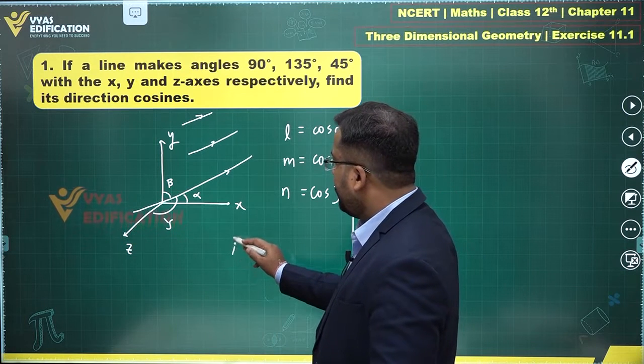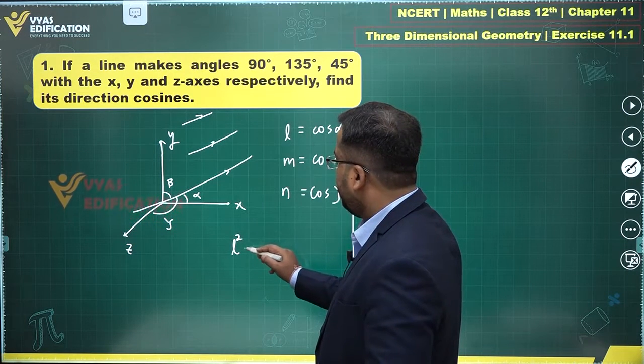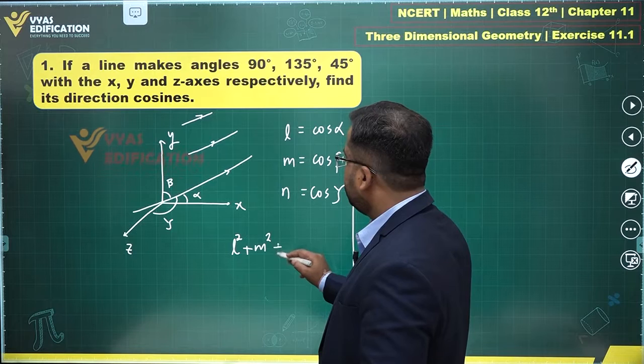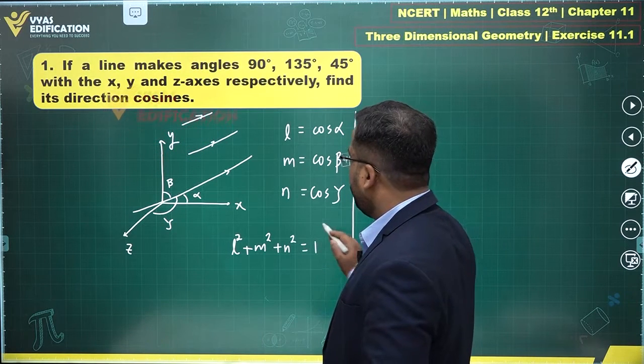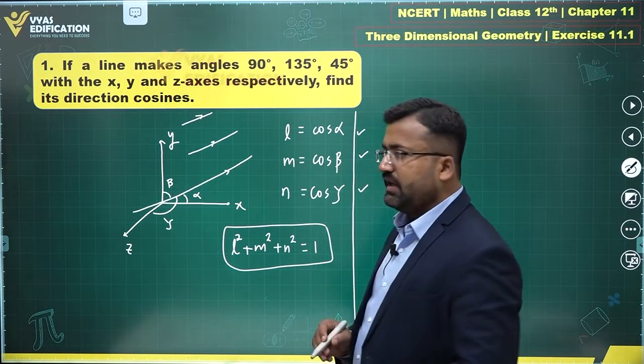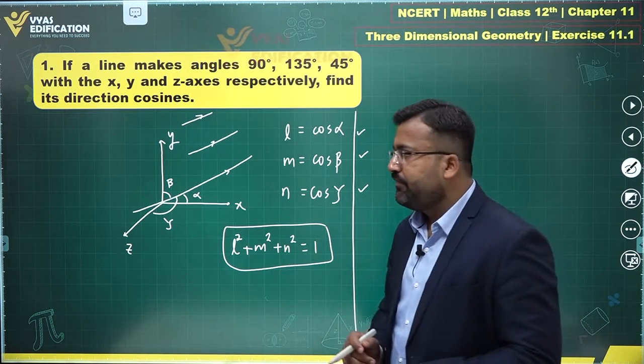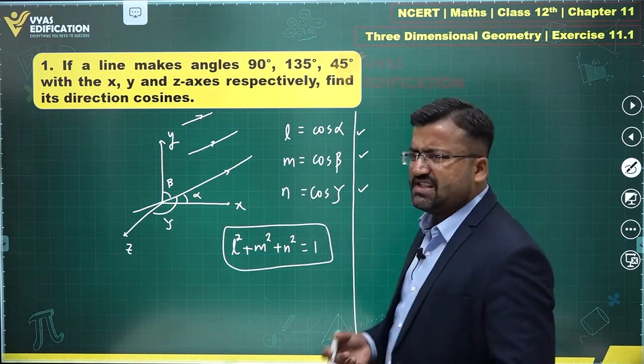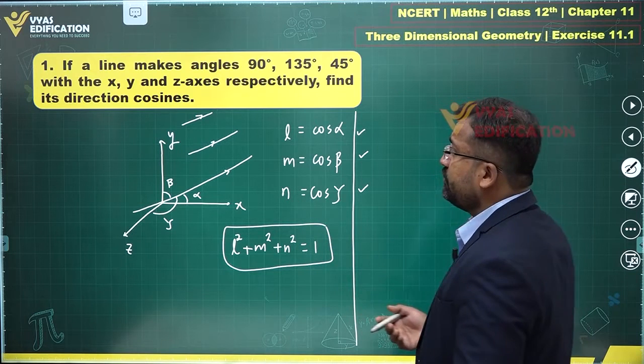There is one important thing about L, M, N. What is that? L square plus M square plus N square is equal to 1. This is one important property of direction cosines that you can note. Anything else? No. Just that, and we are good to go to solve this question.